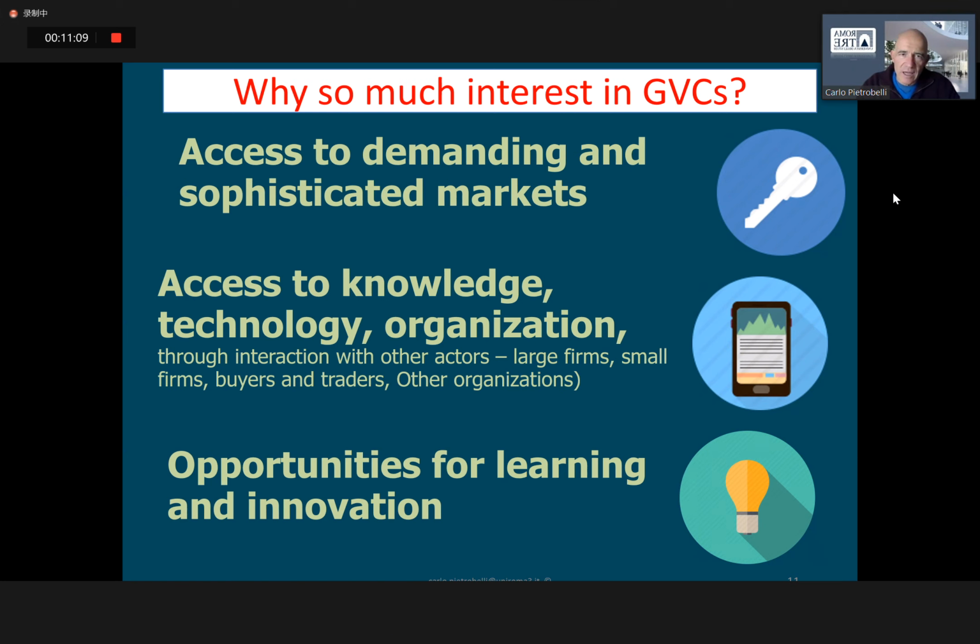The first one is that they can give countries and firms access to demanding markets and sophisticated markets, the key to new markets. Secondly, through value chains, firms and countries can get access to knowledge, technology, organization, new technologies, the little iPhones or the little cell phones are represented there, and the technology that comes with value chains. And thirdly, the participation, the GVC integration can offer opportunities for learning and innovation. And here, the focus of this lecture is central in the role of value chains and innovation.